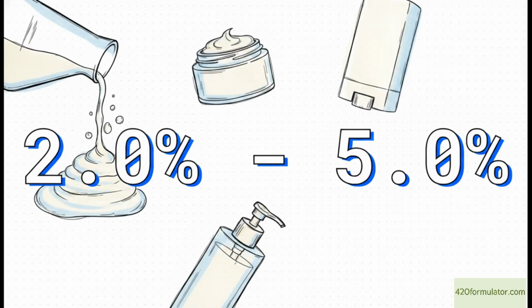If you bump that amount up to between 2% and 5%, you're going to create a noticeably thicker, much creamier texture. This range is absolutely perfect for those richer emulsions like heavy face creams or luxurious body lotions. And honestly, you can even push those levels way higher than 5% if you're formulating solid, anhydrous, water-free products like balms or deodorant sticks that really demand significant physical structure.